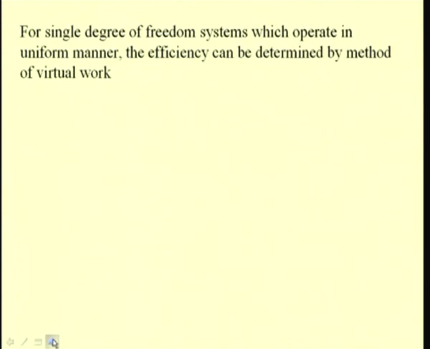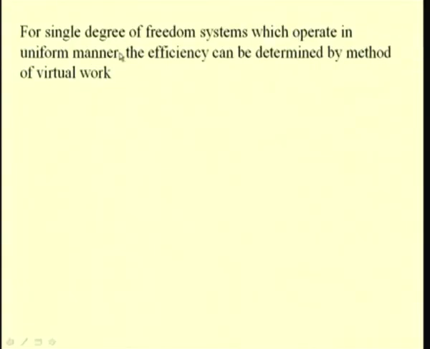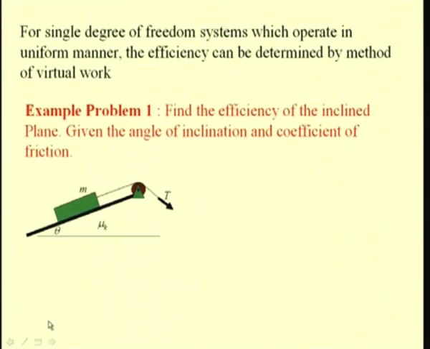So, for single degree of freedom systems, in this discussion we will limit our analysis to single degree of freedom systems that operate in a uniform manner. The efficiency can be determined by this method of virtual work. So, we will see a few examples. Let us consider the first example where we have an inclined plane. We are interested to find the efficiency of this inclined plane.